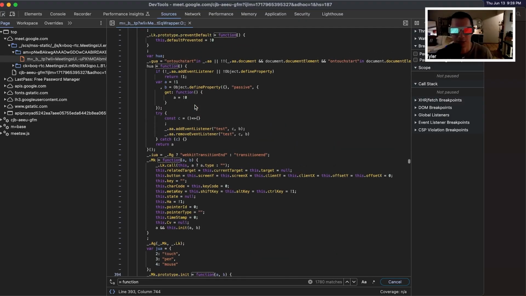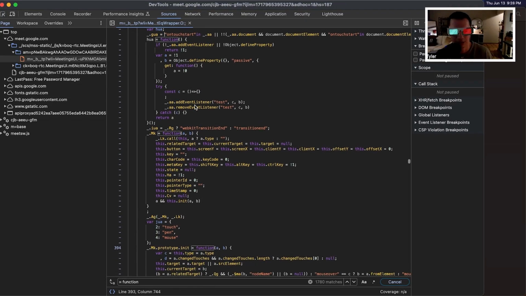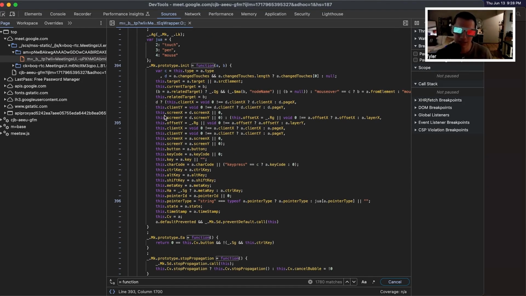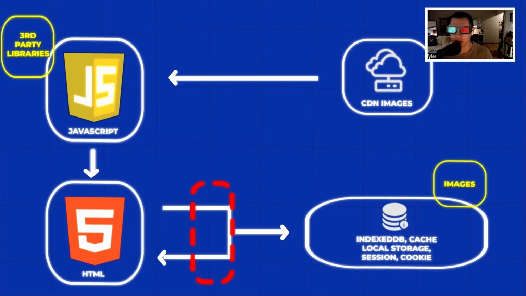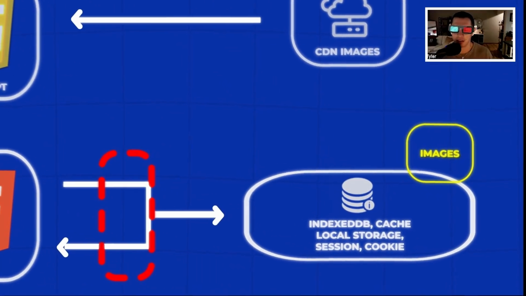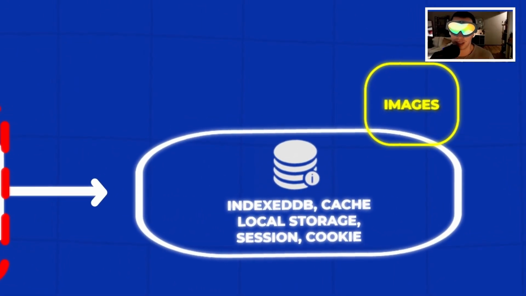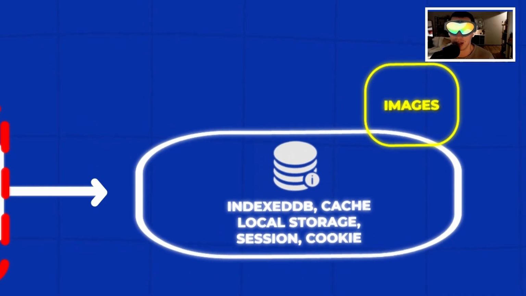Here's what I mean about the cross-platform stuff. You'll see they're looking for if the event came from a touch or a pen or a mouse. So could this be the exact same code that's used on mobile or on a tablet? Maybe. The more interesting stuff I think in this case is the storage. So here are our storage options client side: IndexedDB, cache, local storage, session, and cookie. And I want you to think, where is most of the data going to be on an app like Google Meet? Think about it.